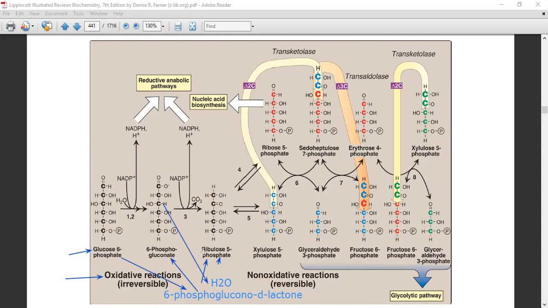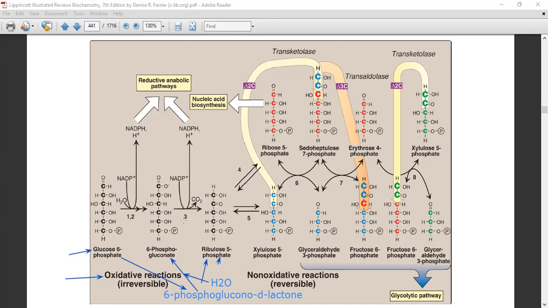So here you will see this water is the one which is used to hydrolyze. So it is added here. The enzyme which catalyzes this reaction is lactonase. The other name of lactonase is 6-phosphogluconolactone hydrolase, a hydrolase. Okay. Then this was the second reaction here.